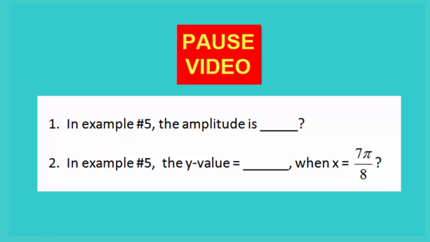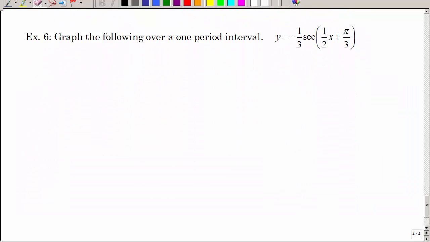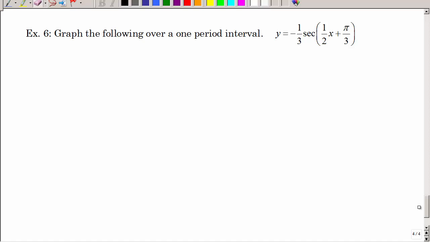So secant, I'm going to pretend that that says cosine. So my amplitude is that negative 1/3, which means I'm going to flip it. I have no vertical shift, and I'm going to take the angle and put it between 0 and 2 pi. That's how I do it.